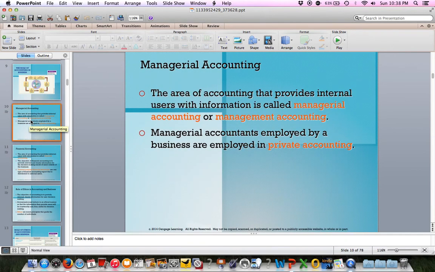There's a few different branches in accounting. The first one is managerial accounting. Basically it provides information to management. It deals primarily with cost accounting or just any kind of information that managers need to make decisions about how to operate the business. Managerial accountants employed by a business are employed in private accounting. Typically, they work for industry. You work for a particular company as opposed to working for a CPA firm.